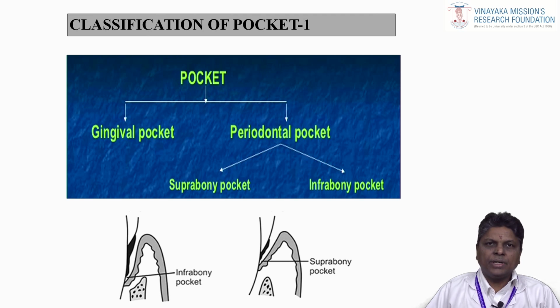When you probe it, it seems to be more than 3 mm, but there is no histopathology or pathology existing in this. That is for the pseudo pocket. When you come to the periodontal pocket, there is a loss of epithelial attachment, that is the junctional epithelium, because there are 3 layers of epithelium.